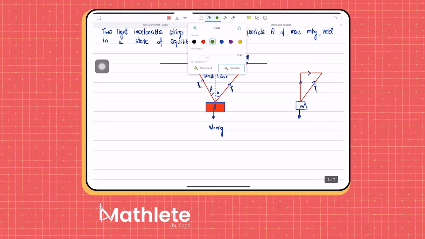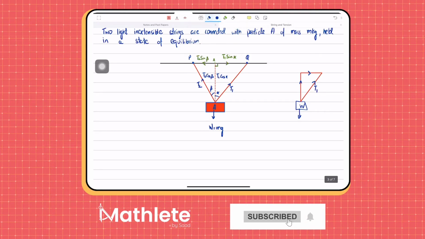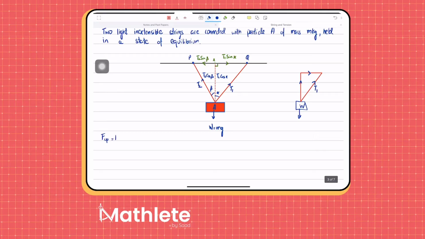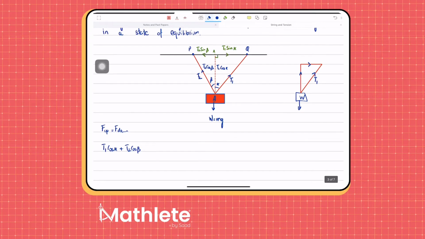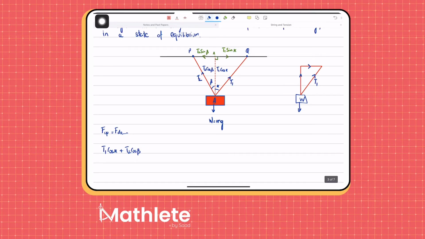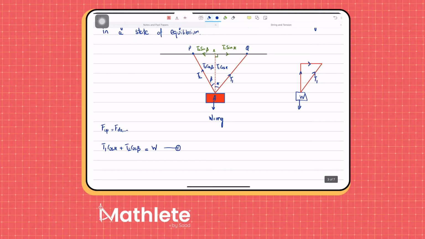Now because it's held in a state of equilibrium, what does that mean? That means all the forces that are acting upwards must be equal to all the forces that are acting downwards. How many forces do we have that are acting upwards? We have T1 cos alpha plus T2 cos beta. These 2 forces must be equal to the weight of the object, which is acting downwards. So this is equation number 1.